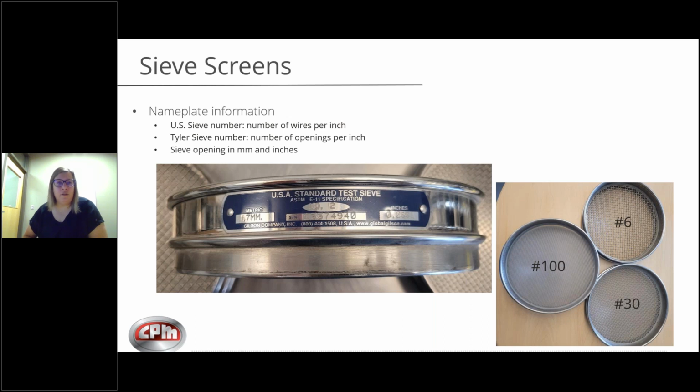And then the sieve opening is also listed on the nameplate in millimeters and in inches. The picture on the right is an example of 3 different sieves with their respective openings. You can see on the number 6 screen that the sieve opening is larger. And then as we increase the US sieve number, that opening decreases.